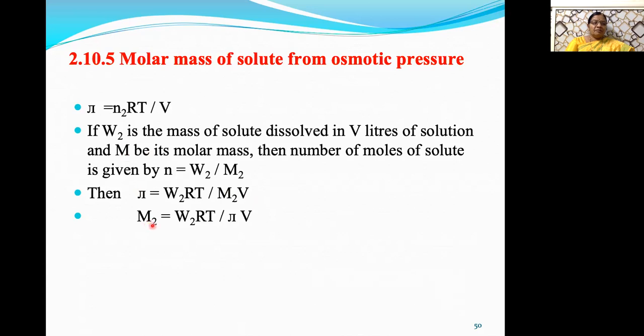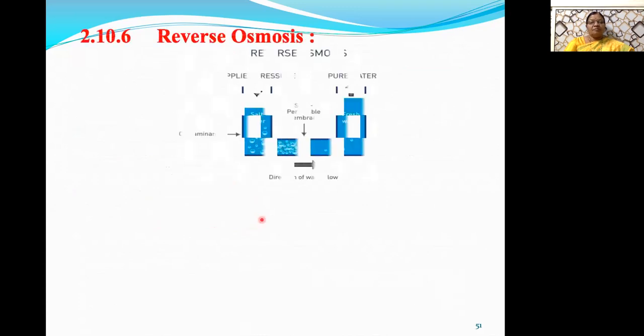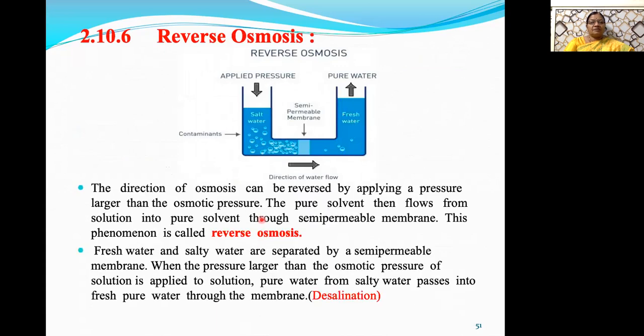Now M2, that is the molar mass of the non-volatile solute, is equal to, simply rearranging, W2 RT upon pi into V. So by using this equation, we can solve the numericals which are based on the molar mass of a non-volatile solute from the osmotic pressure property.